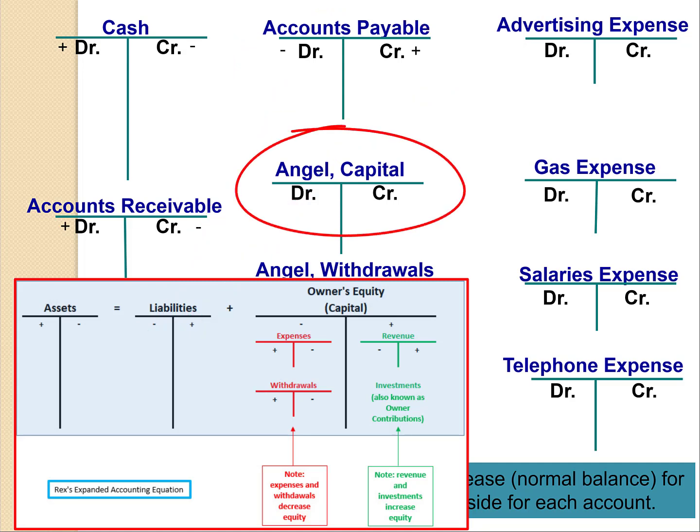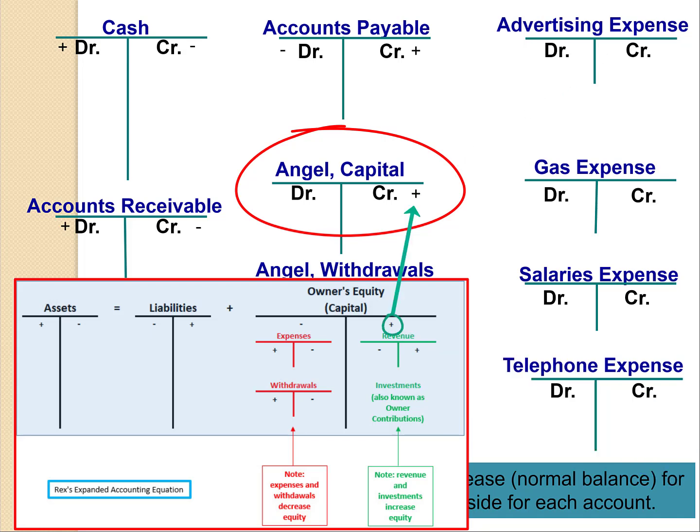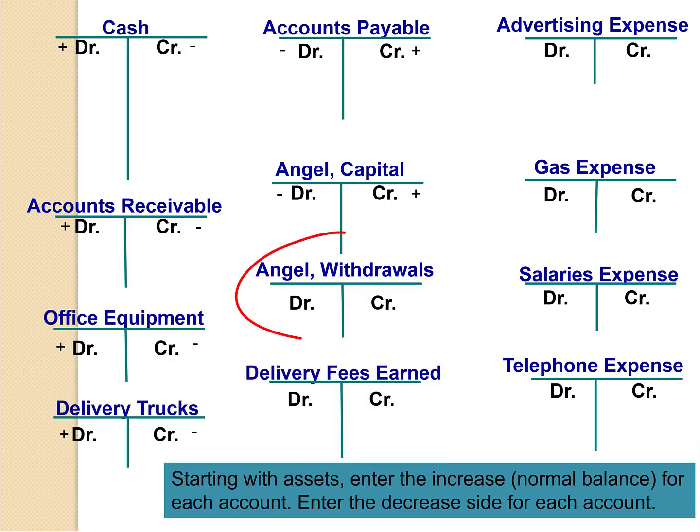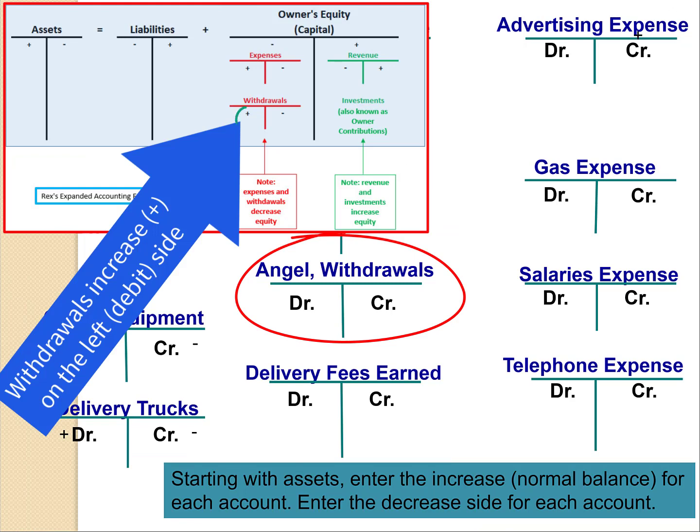How about capital? What type of account is capital? It's owner's equity, also known as the capital account, and it increases on which side? The credit side. So I'm going to put a minus on the debit side. How about withdrawals? Withdrawals increase on the debit side. Therefore, they decrease on the credit side.